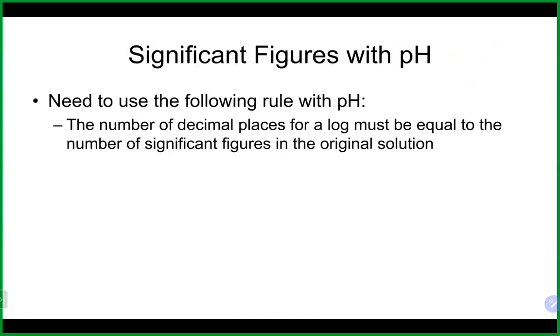Let's talk about significant figures and pH. So when you calculate something like pH, the number of decimal places in your pH value or pH-like value should equal the number of significant figures in the concentration, and vice versa. So however many sig figs there are is how many decimal places you should have. So let's give this one a go here.